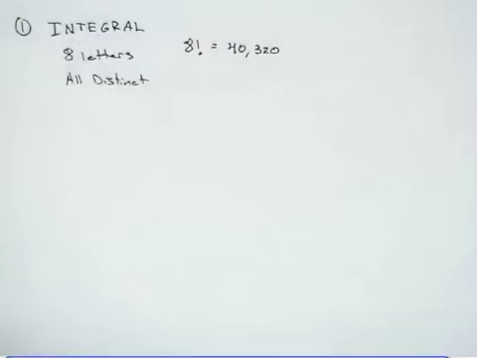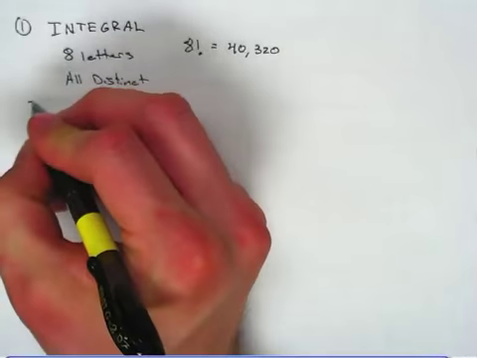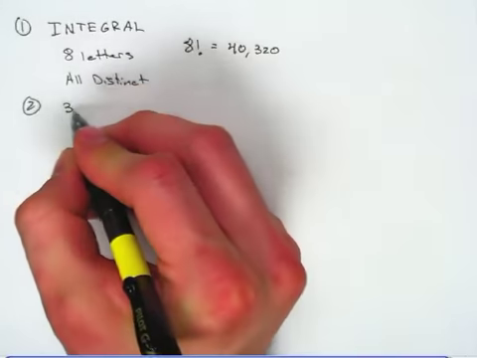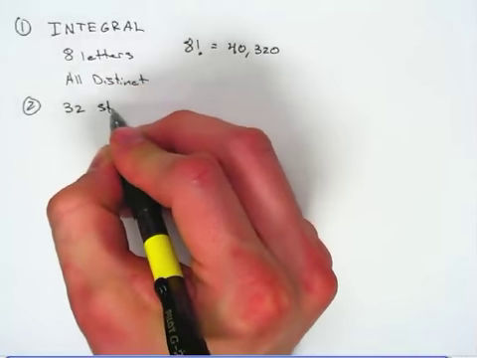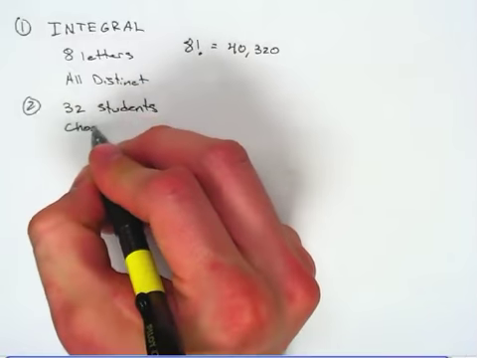As we look back at what number 2 was, number 2 was how many ways can a subcommittee of 5 be chosen from a class of 32? So this is number 2. You have 32 total students, and we want to choose 5.